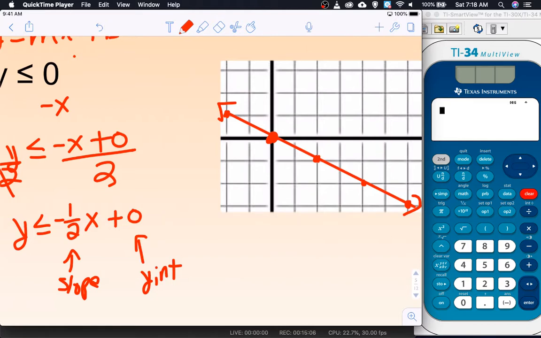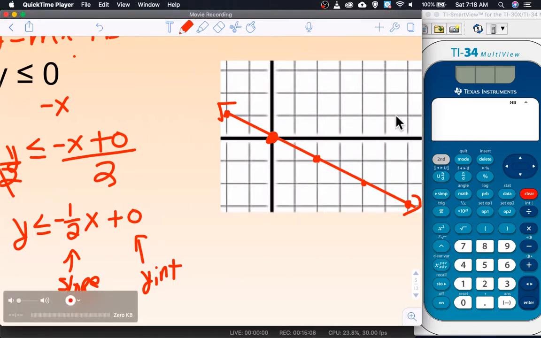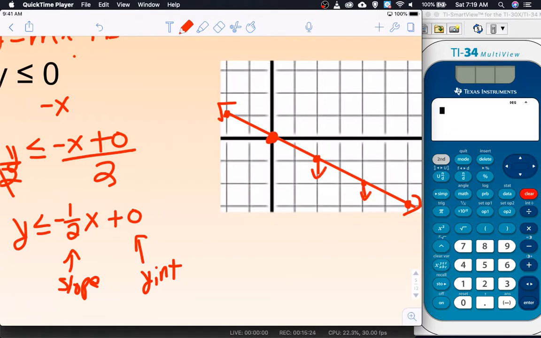Now our shade. We have to decide, are we shading greater than the line above it or less than the line below it? This is a less than. It looks like an L. Less than. So a less than, we shade lower than the line. I'll take my highlighter and I'm just going to shade everything down here. Might have got a little bit ambitious at the top. I can scoot it down. There, close enough.